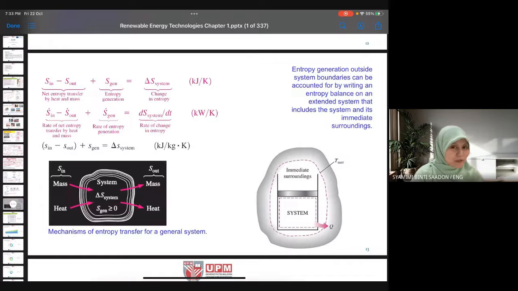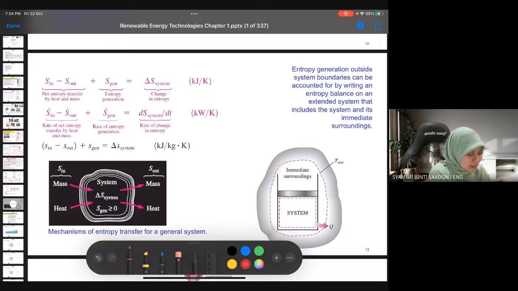We don't call it an entropy balance like the energy balance, but this is the equation, the persamaan for entropy, the second law. The same definition of in and out. The difference between entropy inlet and outlet rate, plus the entropy generation, is equal to the change in entropy. So entropy inlet minus outlet plus entropy generation gives the change of entropy of the whole system.